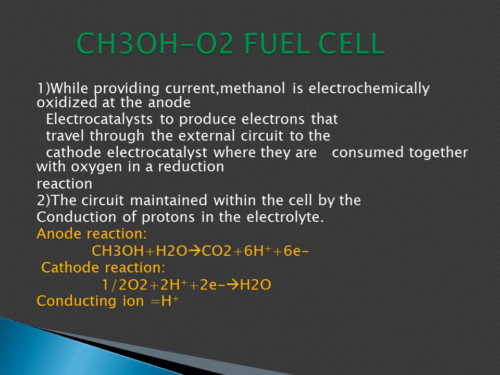Oxidation is combining chemically with oxygen; when coal is burnt, any sulfur is oxidized to sulfur dioxide. It is the loss of electrons. Next, electrocatalysts produce electrons that travel through the external circuit to the cathode, where they are consumed together with oxygen in the reduction reaction.